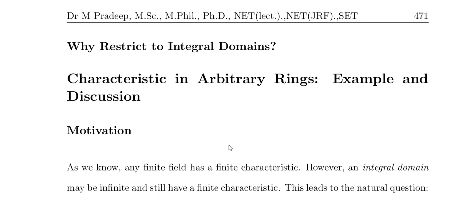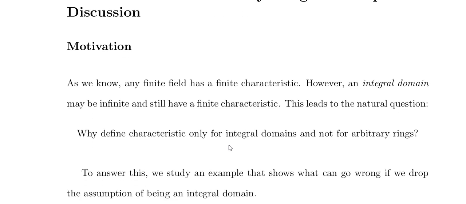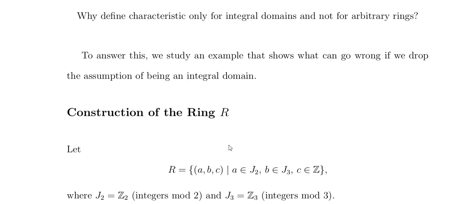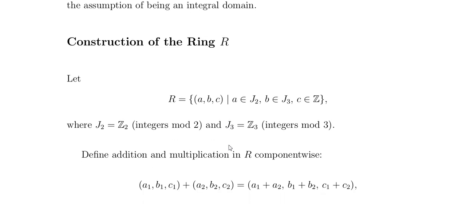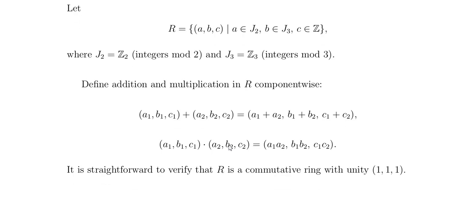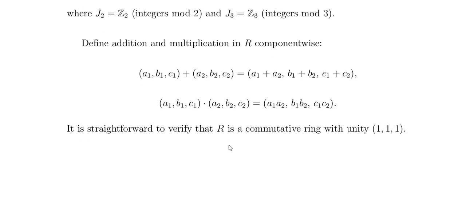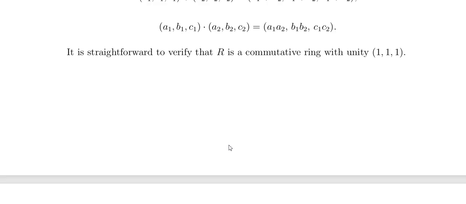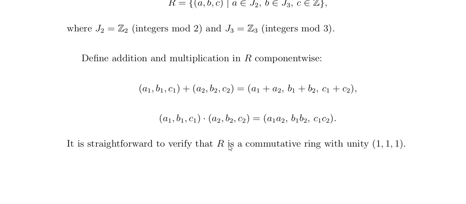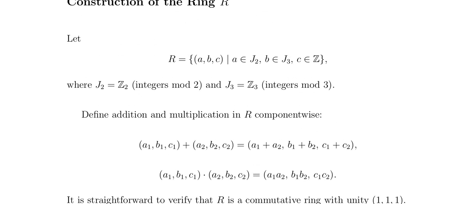So why restrict to integral domains? That is, for arbitrary rings, is it true? A ring is constructed. The example for the ring is of the form Z2 cross Z3 cross some Z. It is constructed like that. How to define the addition: we define it like this. R consists of triples (a, b, c), where a is in Z2, b is in Z3.